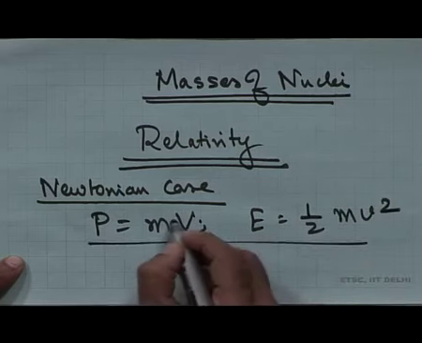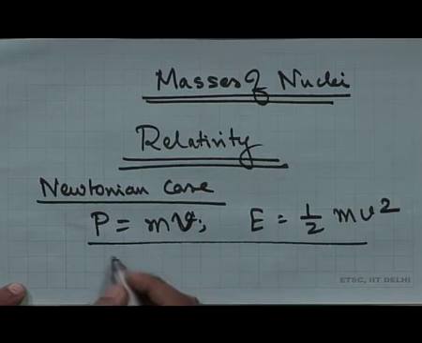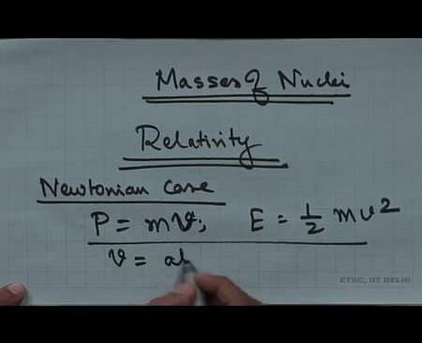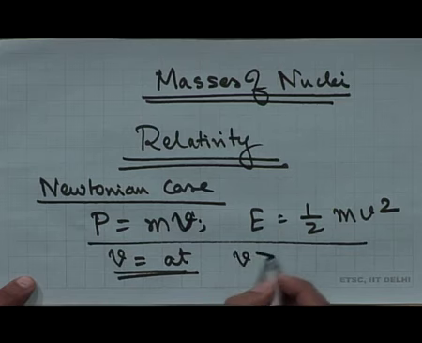That is what I have, where v is my speed, velocity, if I put a vector sign. Now, if I take a particle and put it in a uniform field, what do we know? My v is equal to at. Therefore, my v will continuously increase and eventually exceed the speed of light. That is the Newtonian case.